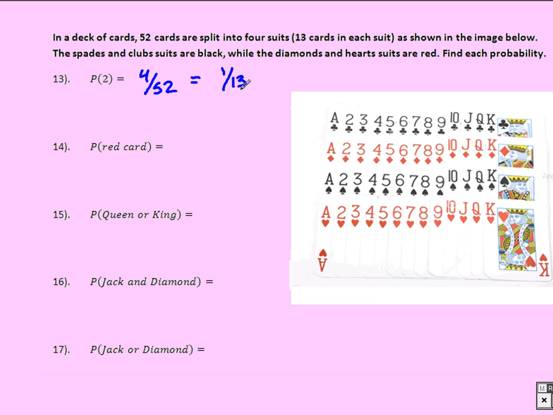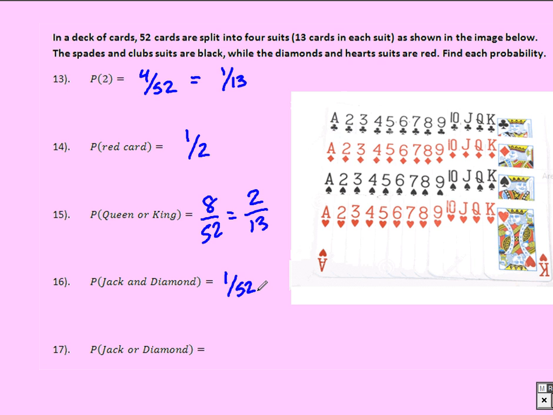Probability of getting a red card, well, that's the 2 suits out of 4. That's 26 cards out of the 52. So you have a 50-50 chance, 1 out of 2, of getting a red card. Queen or king, well, I got 2, 4, 6, 8 queens and kings out of 52. Or I can look, I got 2 out of each suit, 2 out of 13. That's what that fraction reduces to. To be a jack and a diamond, here are my jacks, here are my diamonds. The only one that's both is this guy right here, so 1 out of 52.